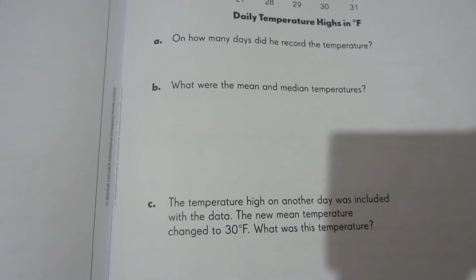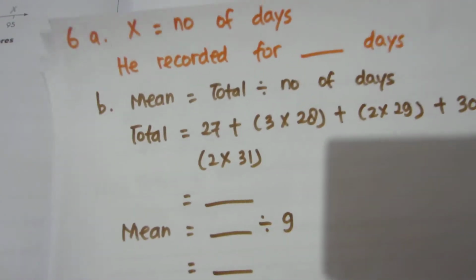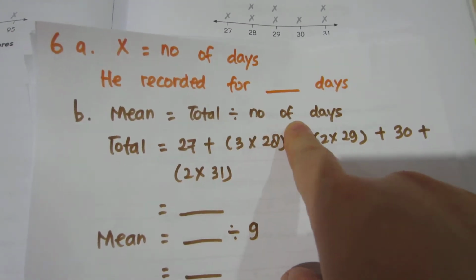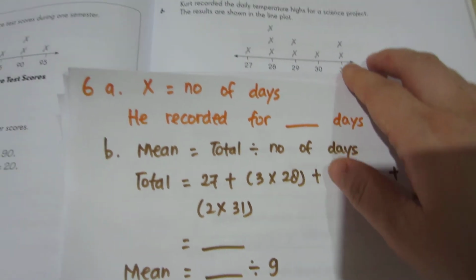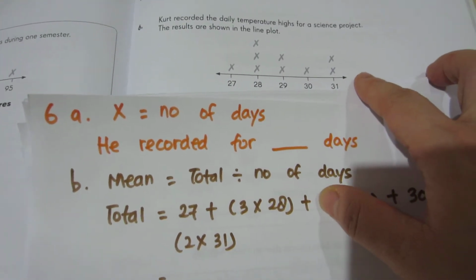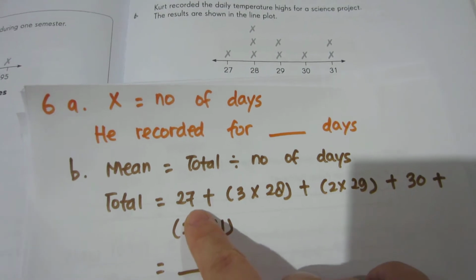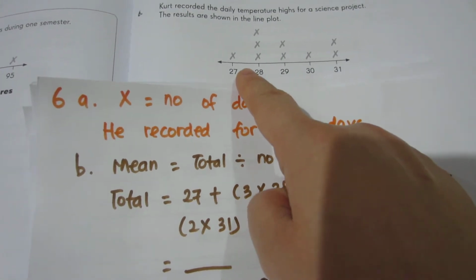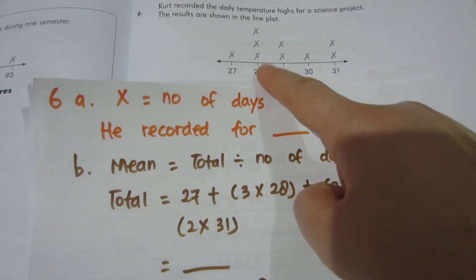What were the mean and the median of the temperature? How to find the mean? Mean is total divided by number of days. So if you take a look at this one in the line plot, first we find the total. So 27 plus 28, 28, 28.